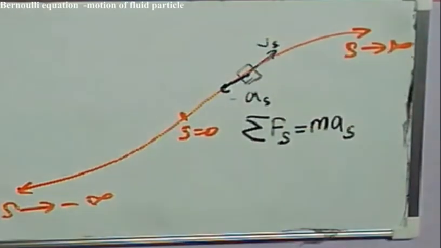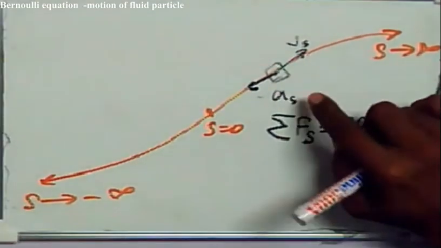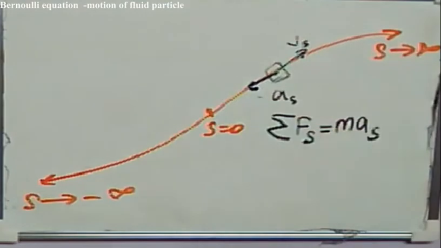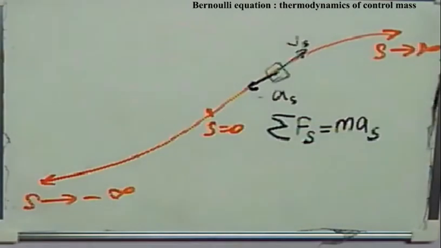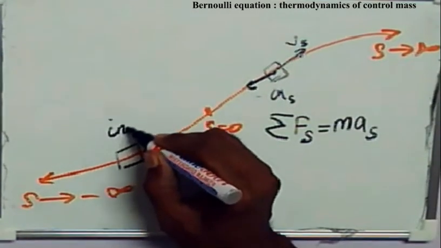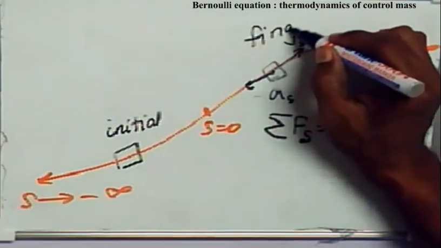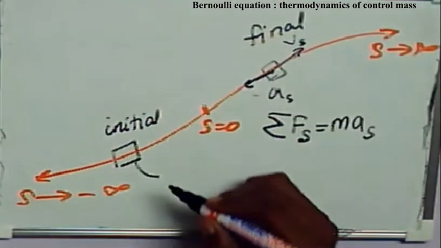So we want to evaluate the Bernoulli equation based on this motion, and we're going to use open thermodynamics. You can also use closed thermodynamics to solve this problem. If you have the initial position, right, and this one is the final position, and this is a closed thermodynamic system.